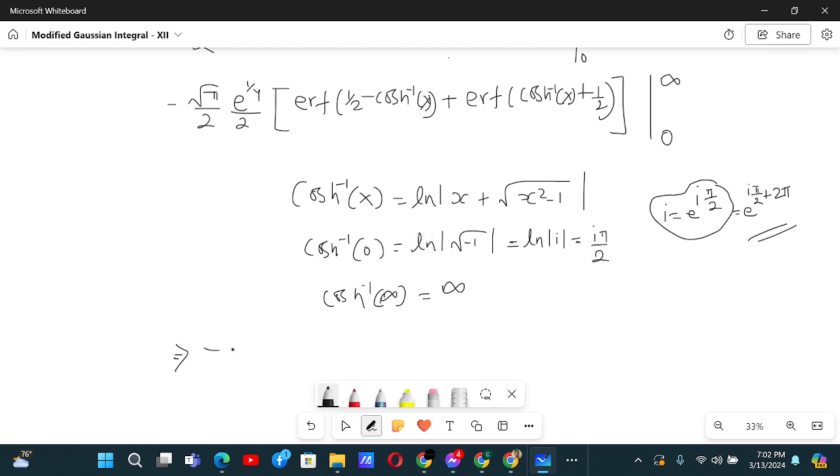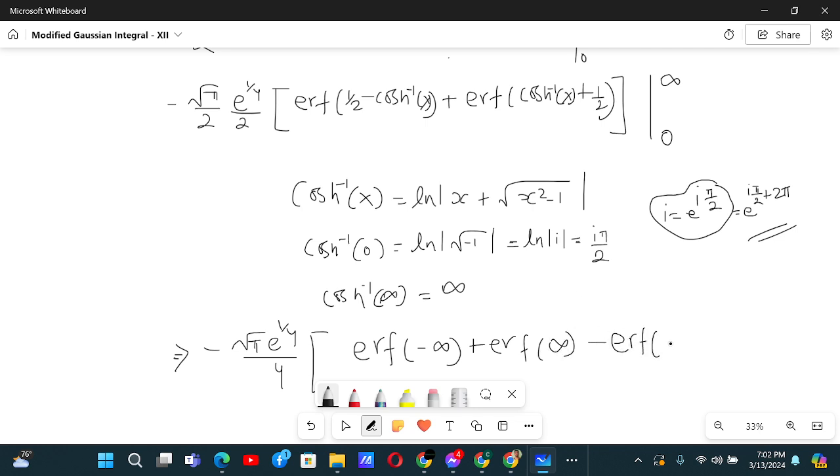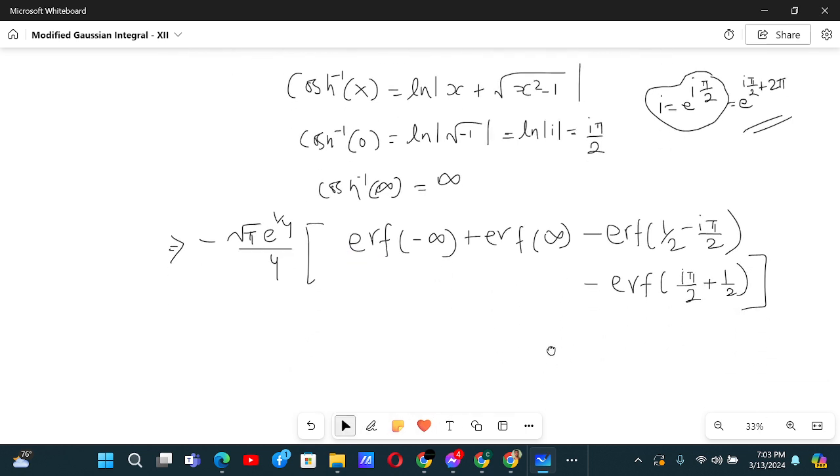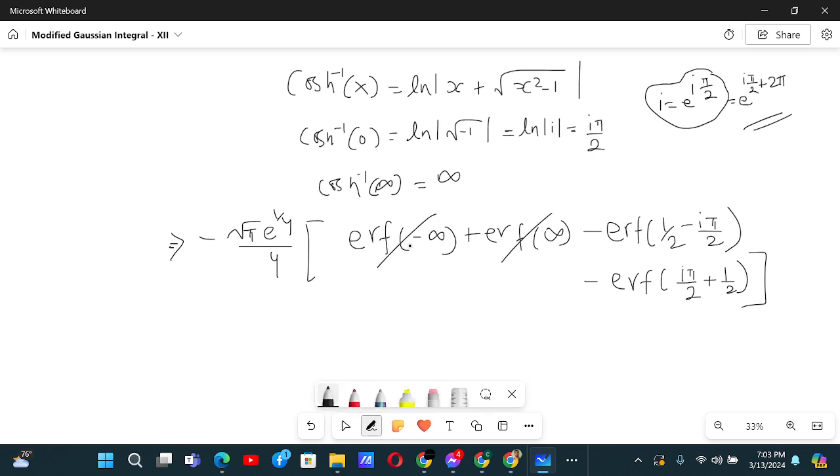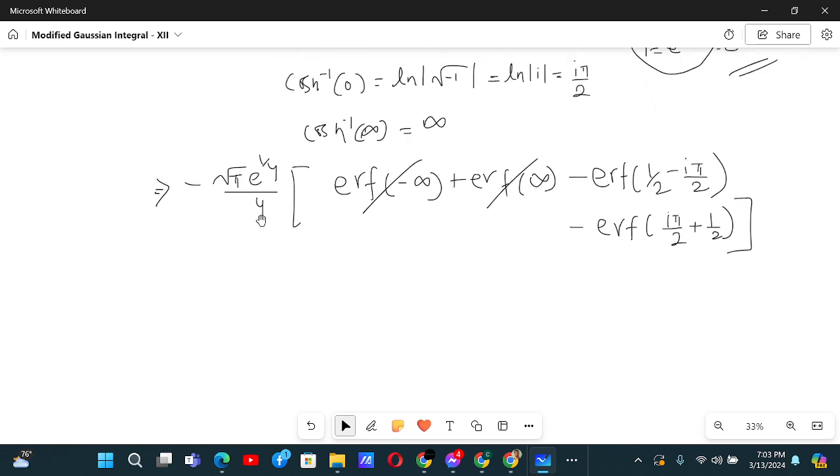So this will be minus root pi e to the power 1 by 4, and this will be ORF at minus infinity, and this is ORF of plus infinity. And then minus, this is ORF of 1 by 2 minus i pi by 2 minus ORF of i pi by 2 plus 1 by 2. Now we know that since ORF is an odd function, these two will cancel each other out, because both of these are minus 1 and this is 1, and use the minus sign over here.